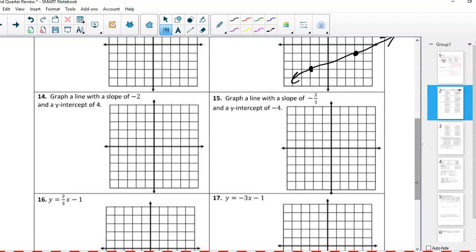For one like 15, it tells you what your slope is and what your y-intercept is. So how would we start graphing this? Put the y-intercept there, so at -4 on your y-axis. And then to get a slope of -2/3, what directions could I go to get a negative slope?